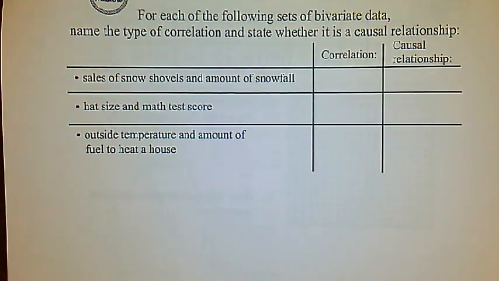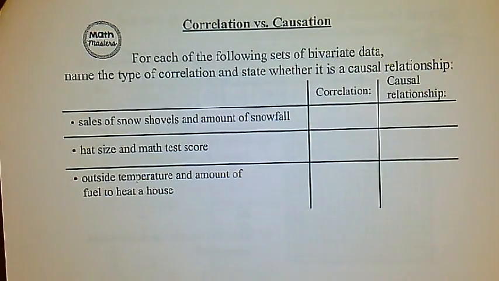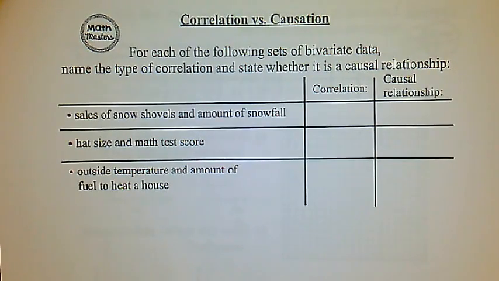Okay, so let's talk about correlation versus causation. So for each of the following bivariate data, so remember, if it's not bivariate, it would be univariate. Okay. So that would mean 1.